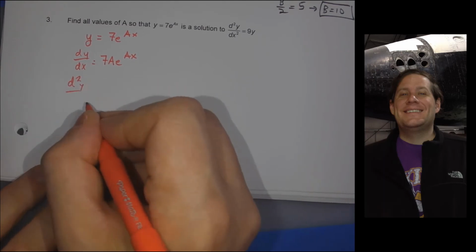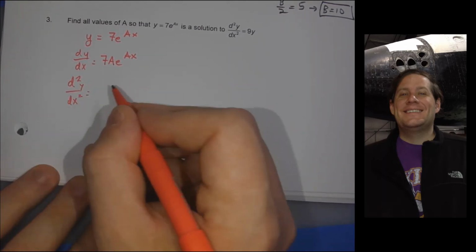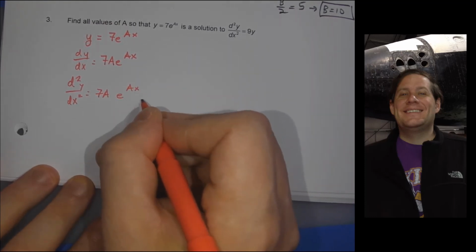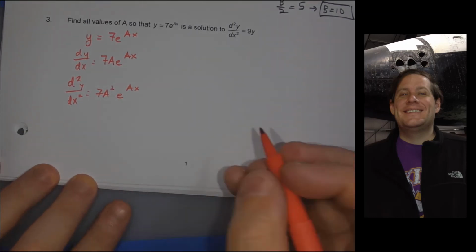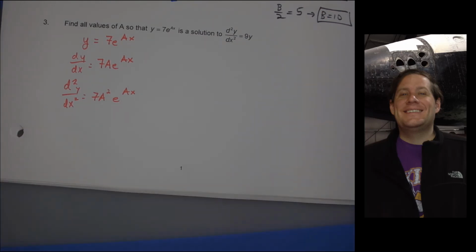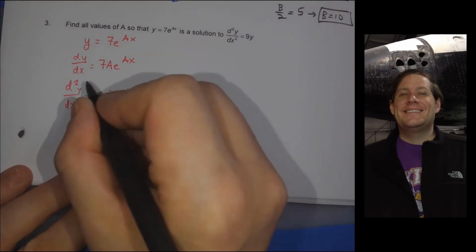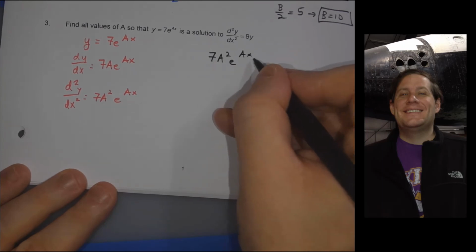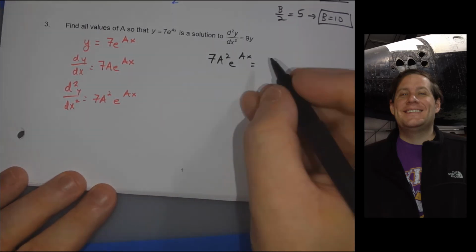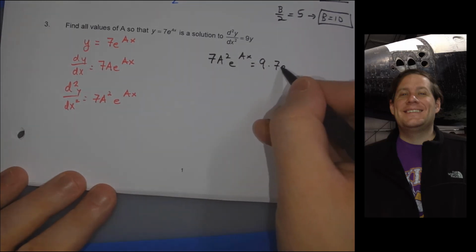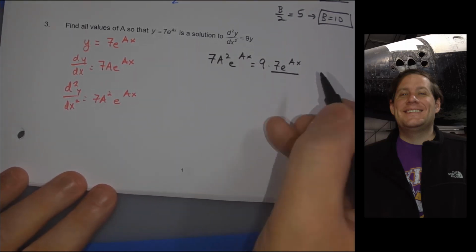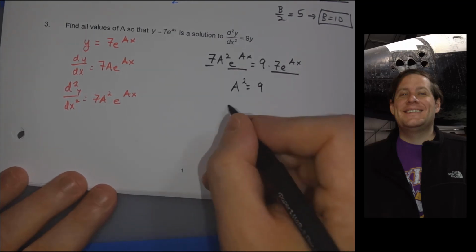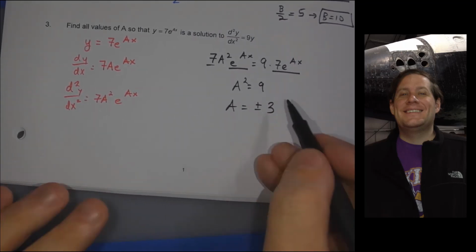And then the second derivative with respect to x would be 7a e to the ax, and then multiplied by another copy of a, so let me just put in a squared. So then when we come over to the differential equation, we need d squared y/dx squared, the second derivative, 7a squared e to the ax, to be equal to 9 times y. 9 times 7e to the ax. So 7e to the ax on both sides, and that means we need a squared to be equal to 9, and thus a should be equal to plus or minus 3.